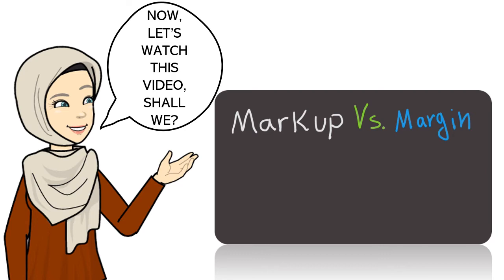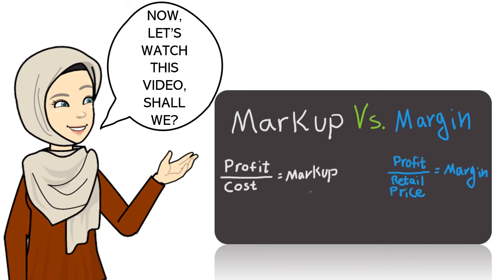So if I just simply go ahead and show the formula for each, you can see that markup is profit divided by cost, which gives us the markup, but margin is profit divided by retail price, or the price that you're selling your products and services. So let's do an example. Let's say that we have a product which we sell for $9. So this would be our retail price. And it costs us $5 to make. So this would be our cost.